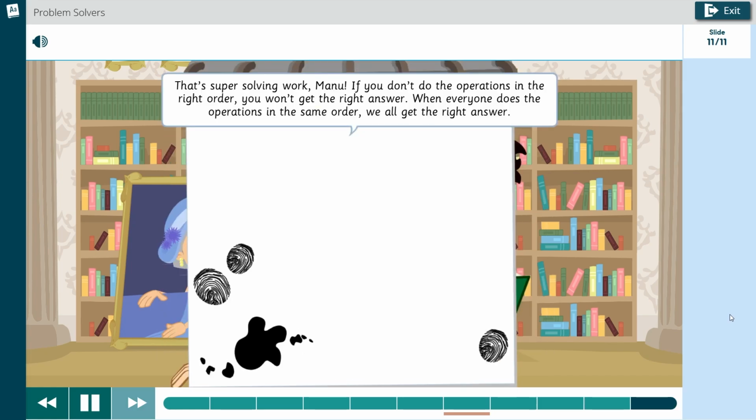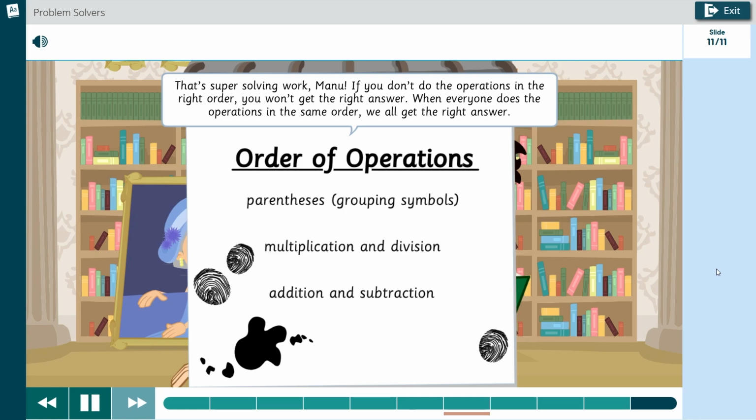That's super solving work, Manu. If you don't do the operations in the right order, you won't get the right answer. When everyone does the operations in the same order, we all get the right answer.